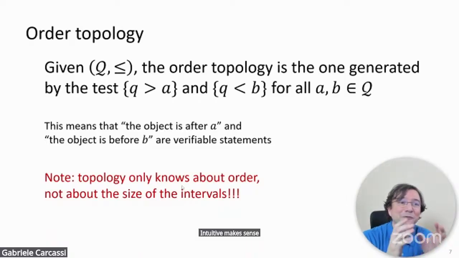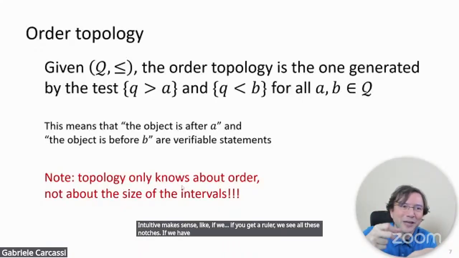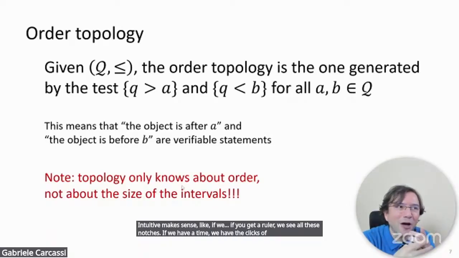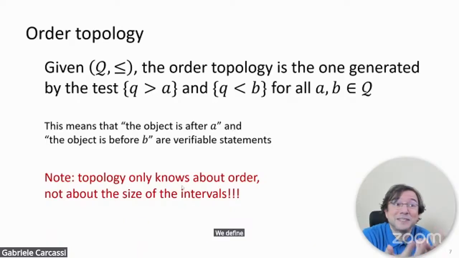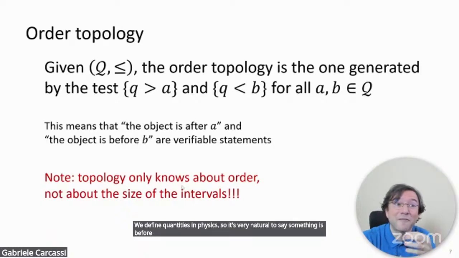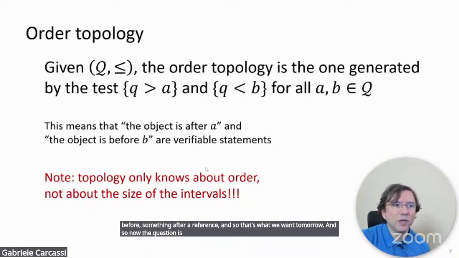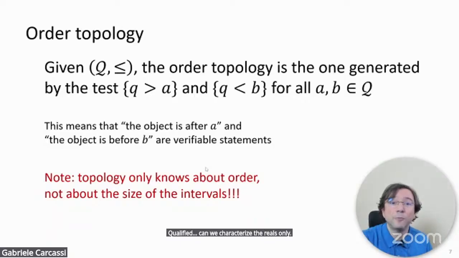If you get a ruler, we see all these notches. If we have time, we have the clicks of the clock, right? So this is essentially how we define quantities in physics. So it's very natural to say something is before or after our references. So that's what we want to model. And so now the question is, can we characterize the reals only as a type of order?